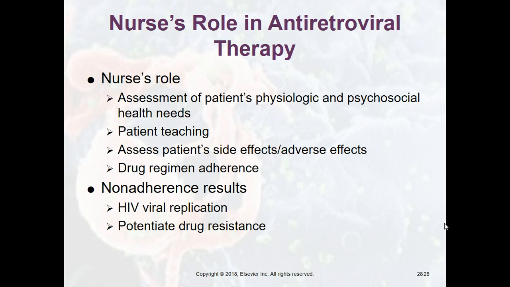And then when you have to switch therapies, that can increase their risk of virus. So the other thing we want to do is assess them for non-adherence results. We want to check their viral load and see what's going on with the viral replication, if the viral load is staying within a low limit. And then, of course, reinforce to them that if they're not compliant with their medication regimen, it can potentiate a drug resistance.